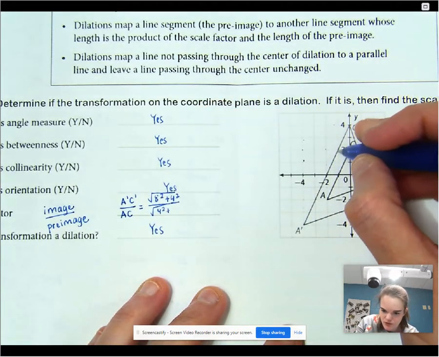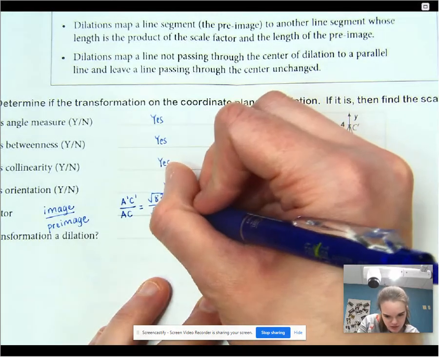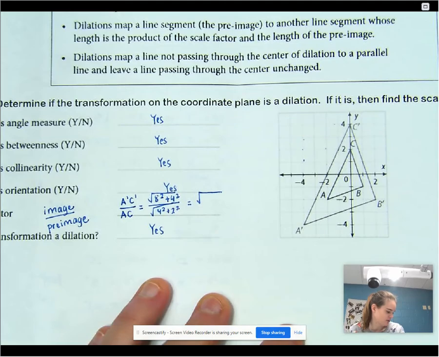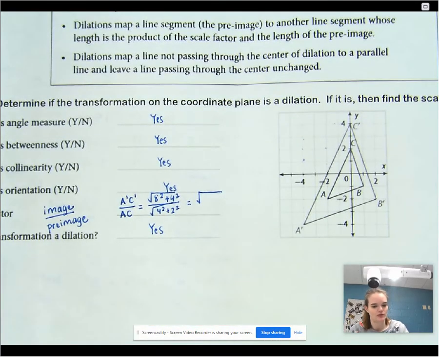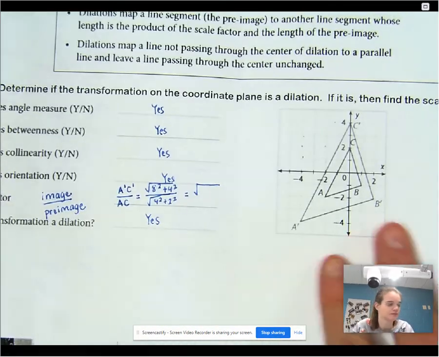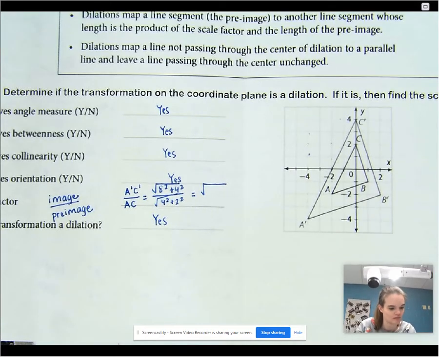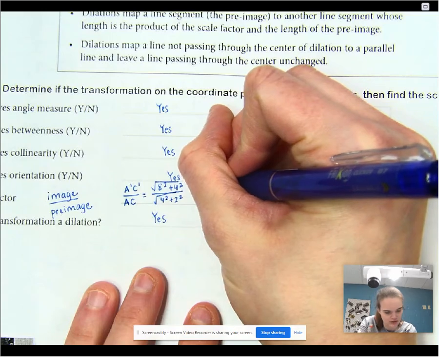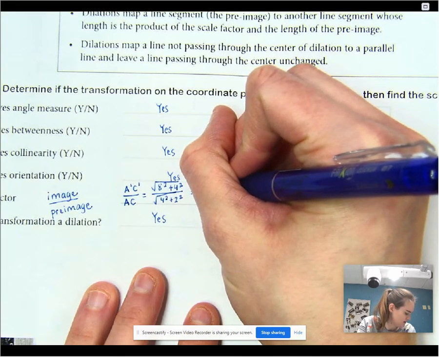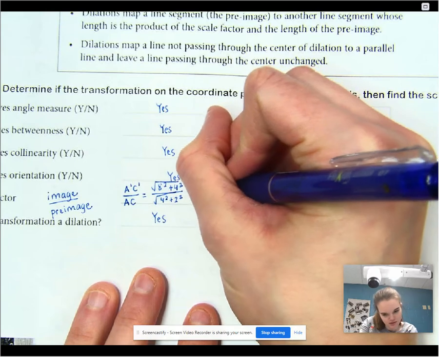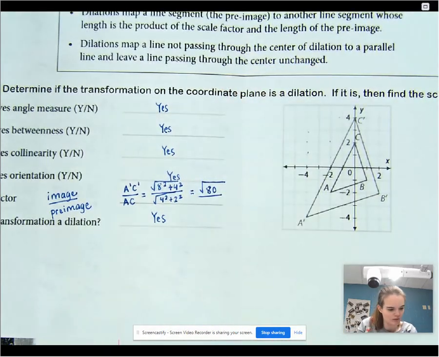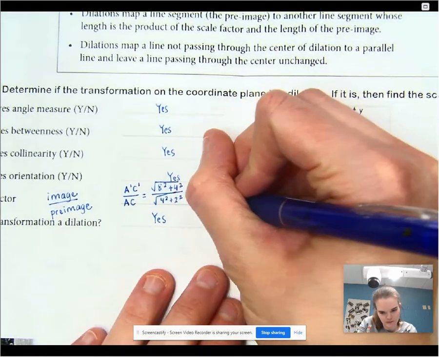plus 2 squared. Okay, yeah, we got to keep going, make it as simple as possible. 8 squared plus 4 squared is 80 over 4 squared plus 2 squared is 20.